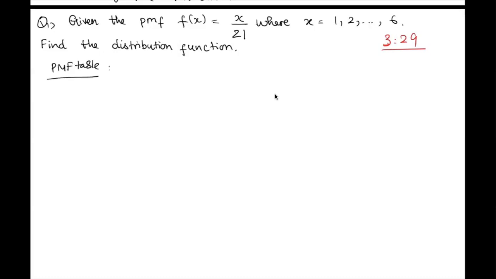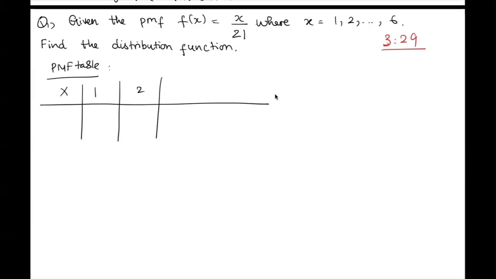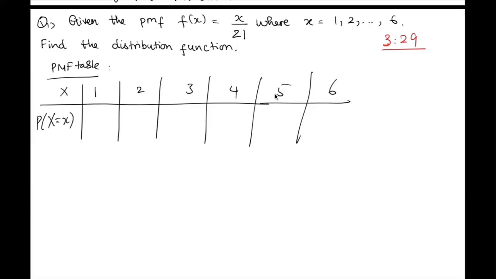It is not necessary to draw this table, but it's just my habit of working with it. So I will first write out all possible values that x can take. It can be 1, 2, 3, 4, 5, and 6. And then the probability that x is equal to a specific value is given by this function. If x is 1, then the probability is 1/21. If x is 2, then the probability is 2/21. And we follow the same approach to fill in the rest of the table.